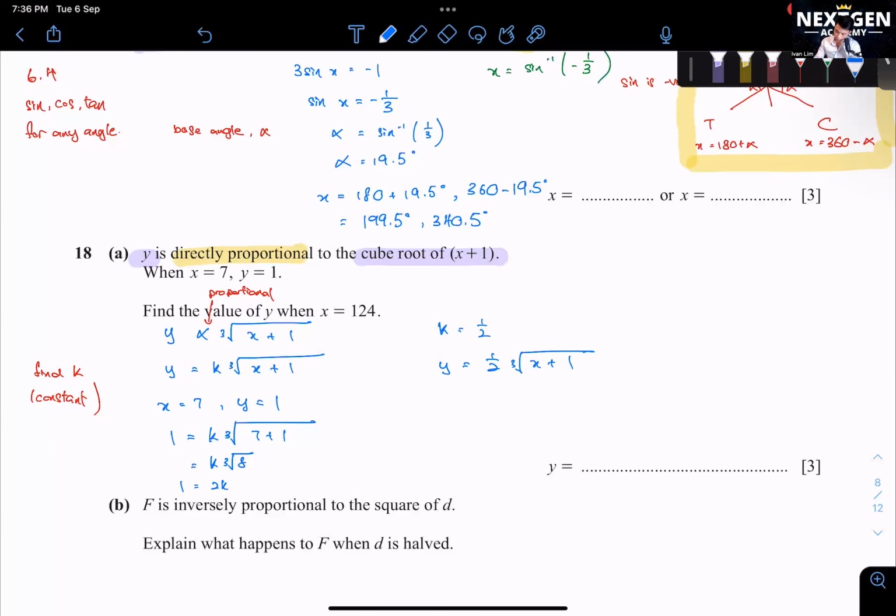Then find the value of y when x equals 124. Now we sub in x equals 124. Just like that, 1 over 2 times the cube root of 124 plus 1. So y will be equal to, you just type in the calculator, 124 plus 1, then cube root it. You get 5. 5 times 1 over 2, you get 5 over 2. So here you get 5 over 2 or 2.5, up to you.